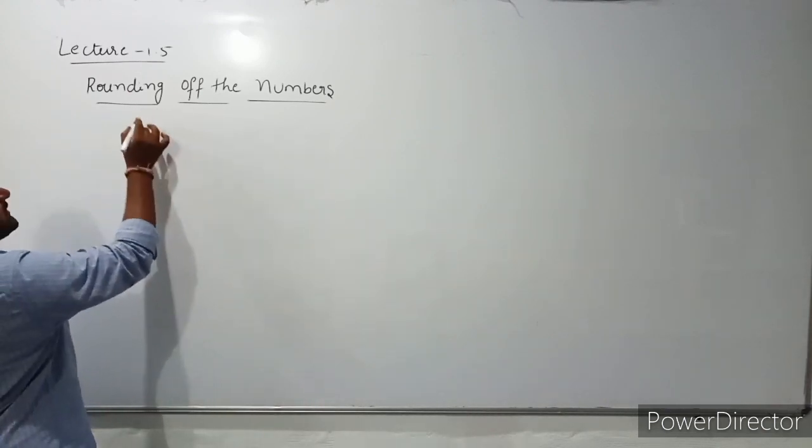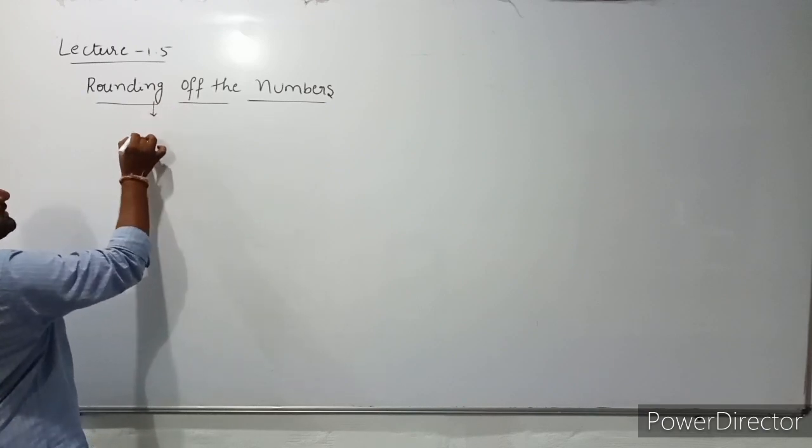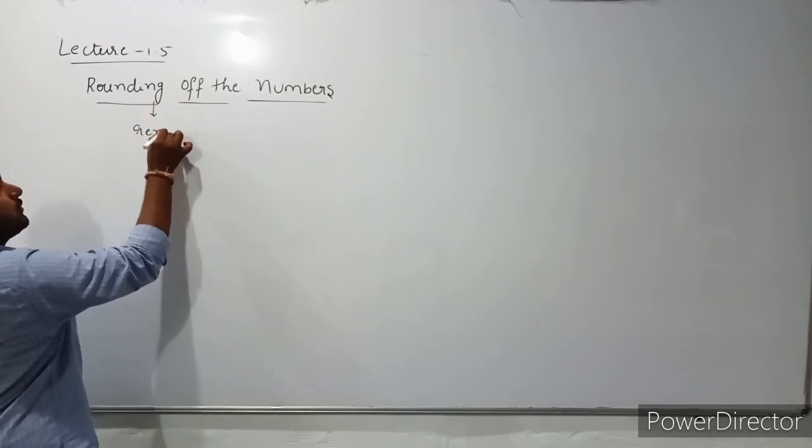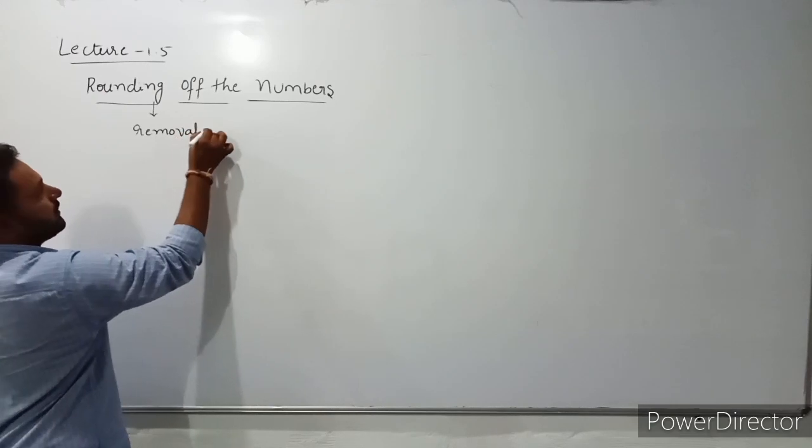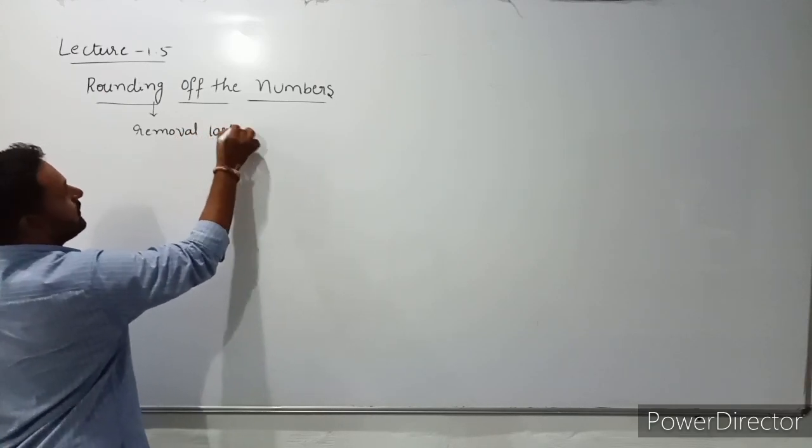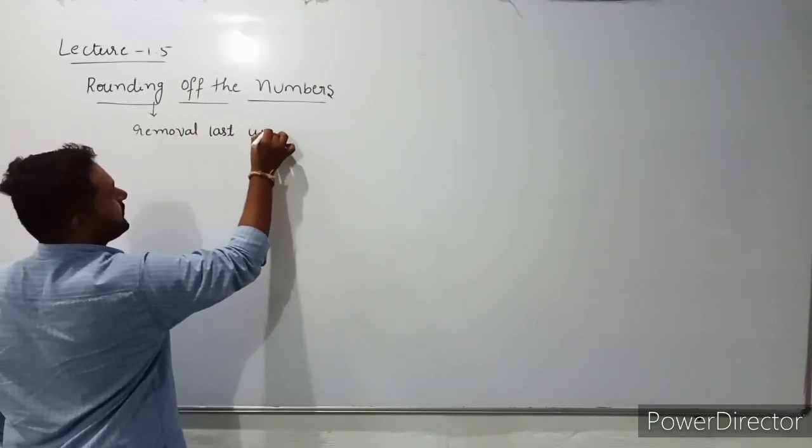The next concept is rounding of numbers. Rounding of a number means removal of the last uncertain digit.